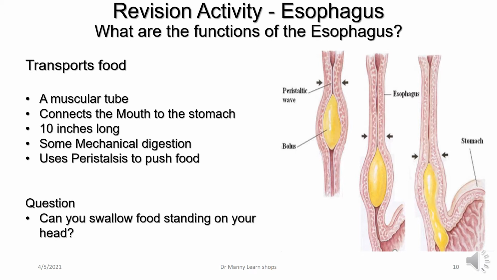Here's a question. Can you swallow food while standing on your head? If you ever do stand on your head. The answer is, absolutely, yes. Because once food enters the esophagus, the peristaltic waves push it towards the stomach, regardless of the body position that you're in.